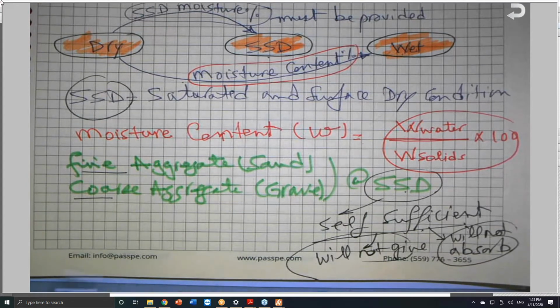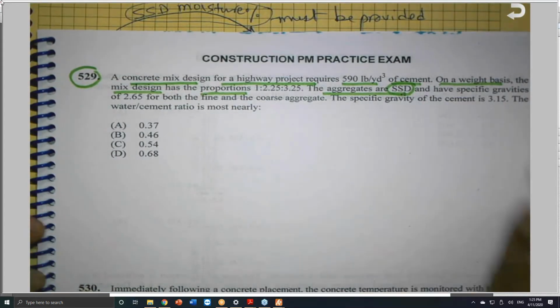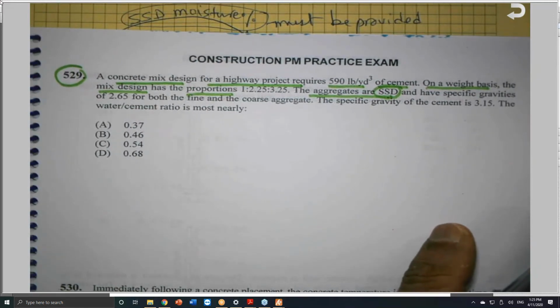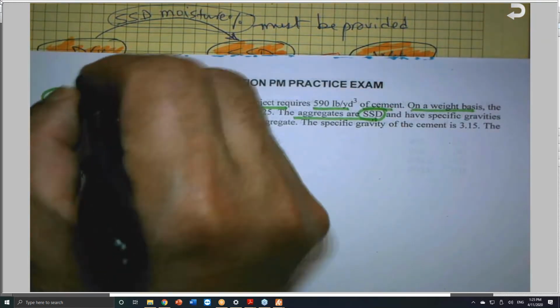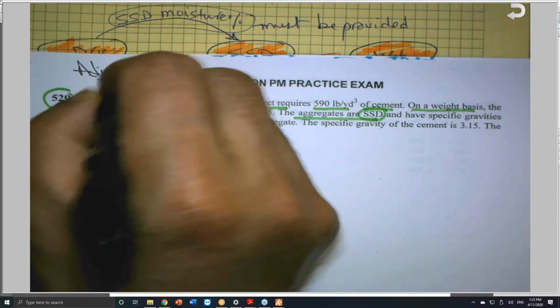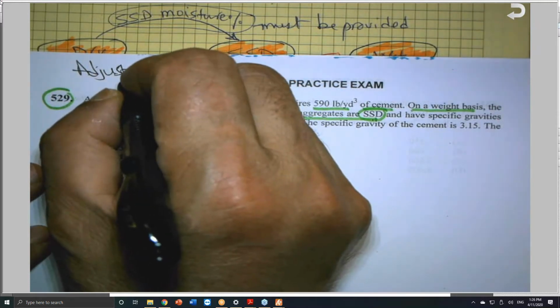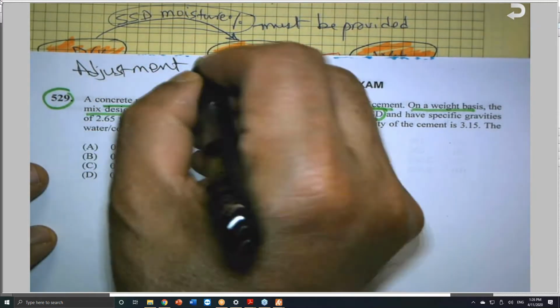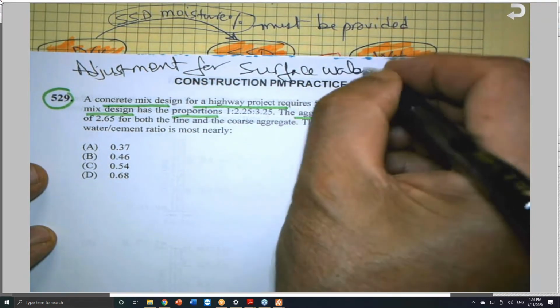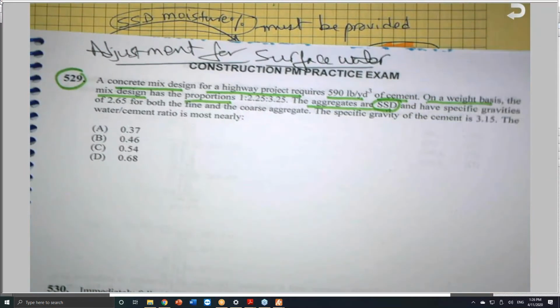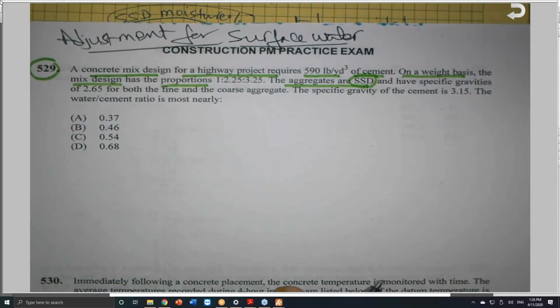So in the problem statement, he told you it is SD. This is a gift. That means that there is no adjustment for surface water. Because adjustment for surface water is one of the things that I needed to do. And sometimes it is tricky, and I have a lot of problems, tons of problems, many of them since from New Mexico State when I was teaching these classes, materials and concrete and all these things.